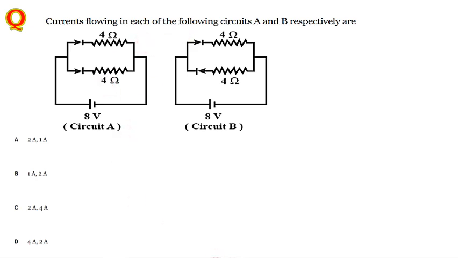In this case, we are going to find the current in the first circuit. V is equal to IR, so I is equal to V divided by R. In the first case, both diodes are forward biased, so the resistances are in parallel. RP is given by 1 by R1 plus 1 by R2. Both are the same resistance here, so RP is equal to 4 divided by 2, that is 2 ohm. So R here is 2 ohm. From this, I is equal to the potential, which is 8, divided by the resistance, which is 2.